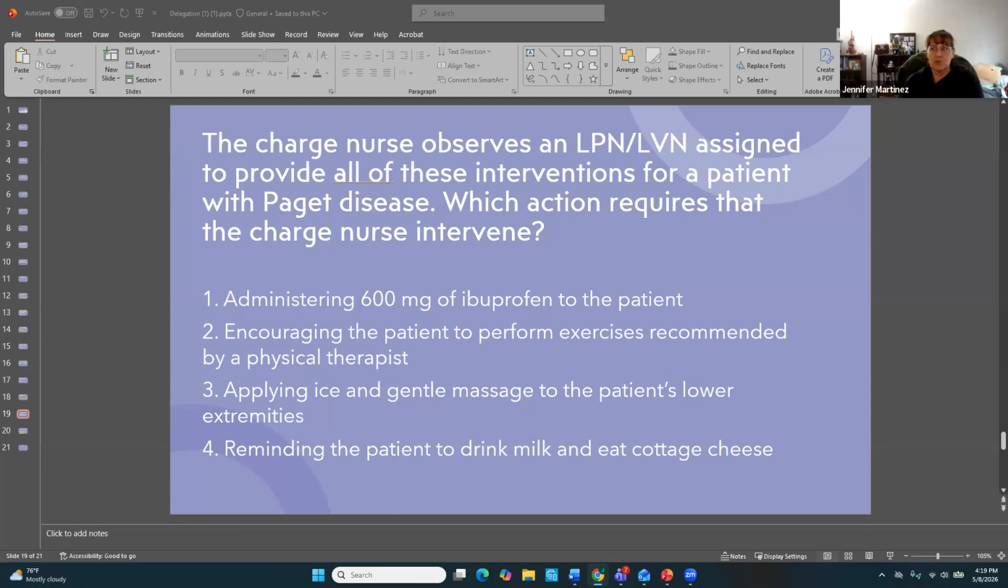So if we saw these, when would the charge nurse need to intervene? All right. Got a bunch of 3s. Trying to pull up more questions. For some reason, my textbook is not working.